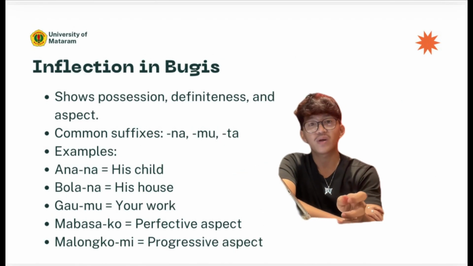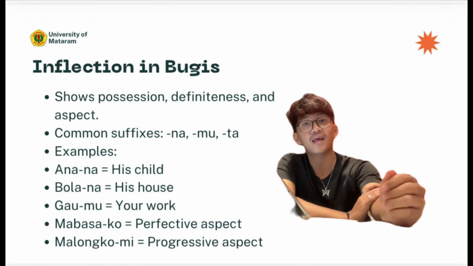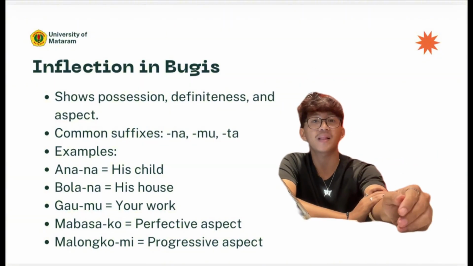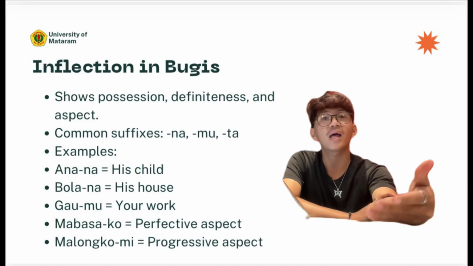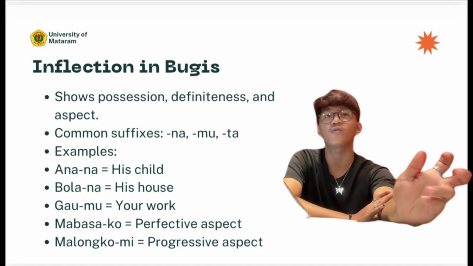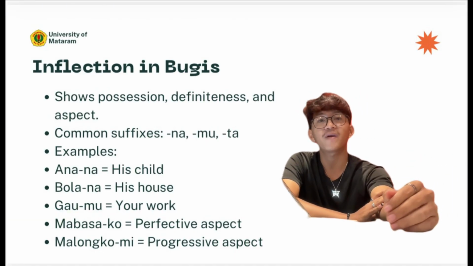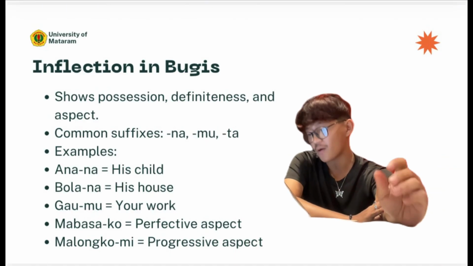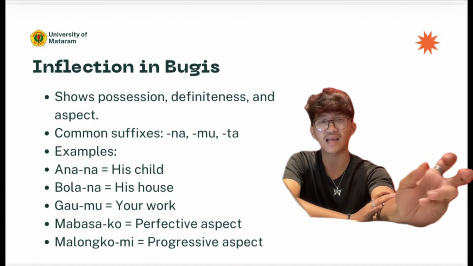Okay, inflection in Bugis shows possession, difference, and aspect. Common suffixes are na and mu, for example, anakna, his child, bolana, his house, gaumu, your work. Mabasa ko, perfective aspect, like malongkomi, progressive aspect also like that.